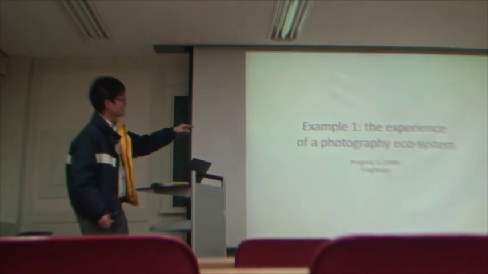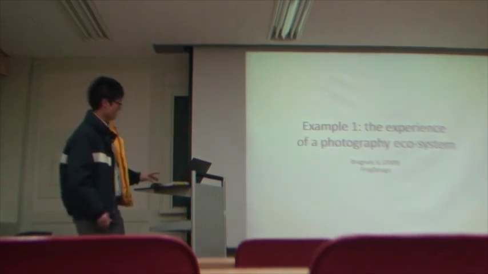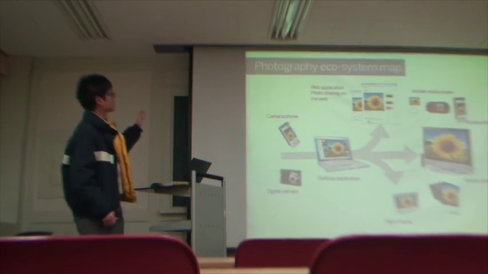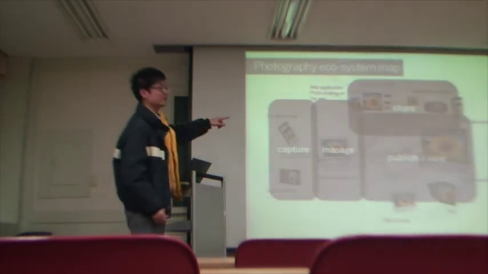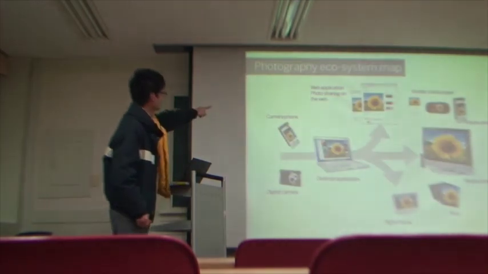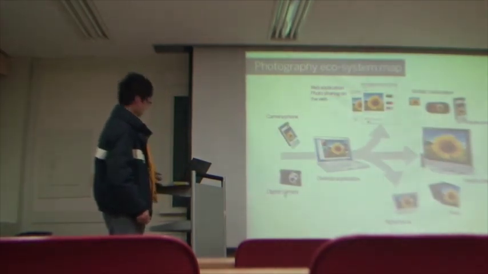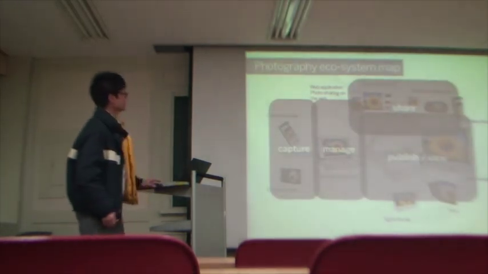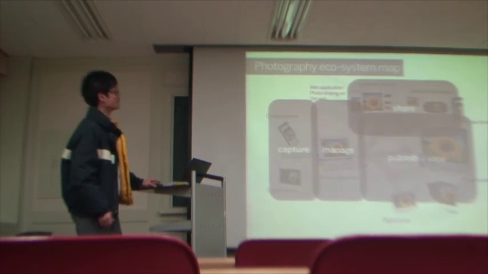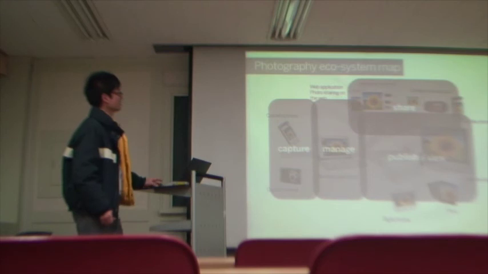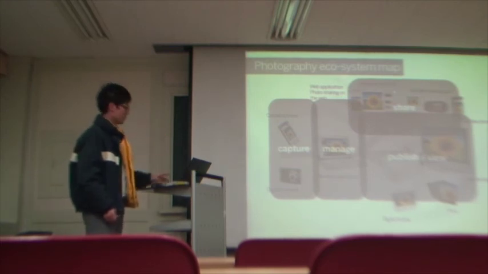Okay, so this is an example from the guy that you just saw about consumer journey map. I can go through it quickly. So this is a photography ecosystem map. So here they have different activities, right? So you can see camera and here phone and digital camera, they're used for capture. And desktop is used to manage the pictures they capture. And at the top here, they try to share the pictures they take at the beginning. And they may want to publish it to like Flickr or to some websites. So there are four major activities happening in the whole thing.